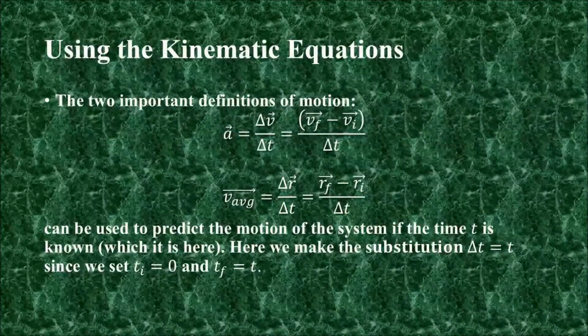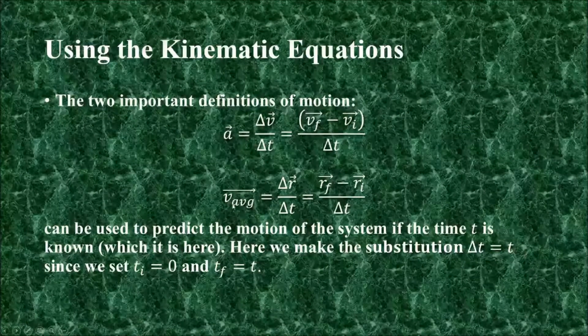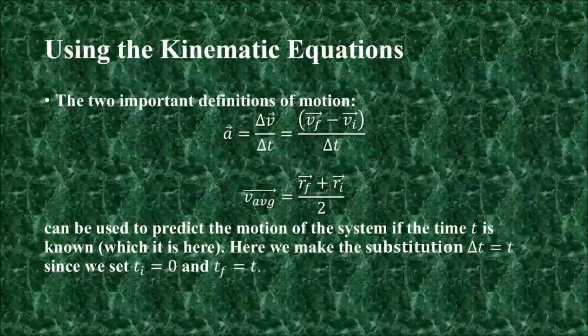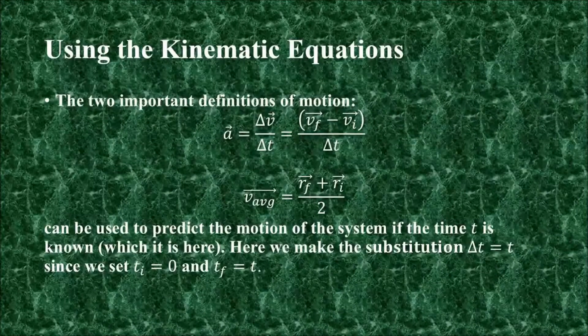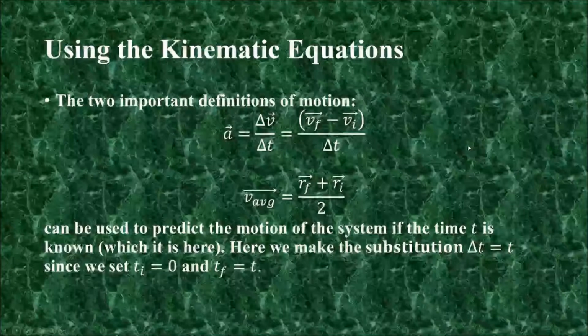The two important definitions of motion, the definition of acceleration and the definition of average velocity, can be used to predict the motion of the system if the time t is known, which it is known here. Here we make the substitution delta t equals t, since we set t initial to be 0 and t final to be some arbitrary value t.